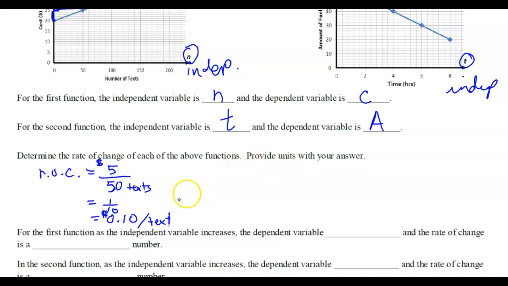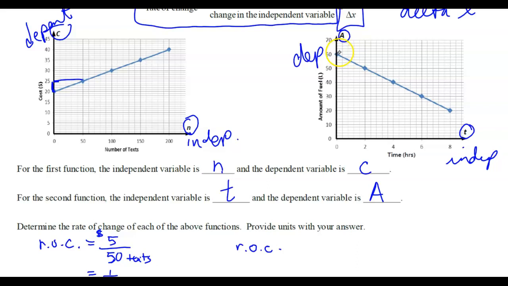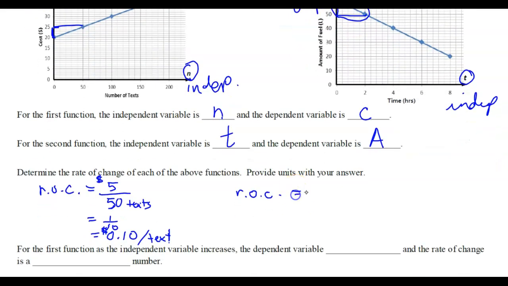So provide units with your answer. We did that. Second one, rate of change. So here, notice how the amount of fuel is decreasing. So when I look between those two points, I'm going down 10 to the right 2. So it's negative 10 over 2, which is negative 5. And what is that? That's liters per hour. So it uses 5 liters every hour, exactly.